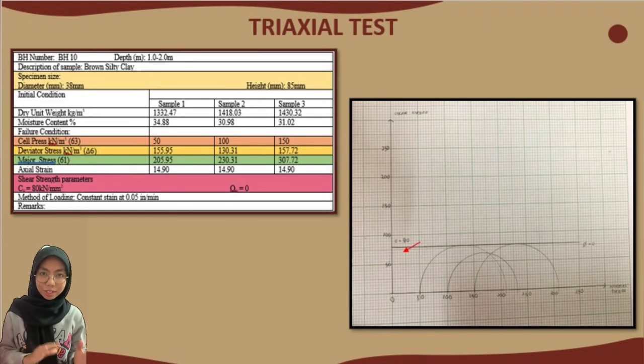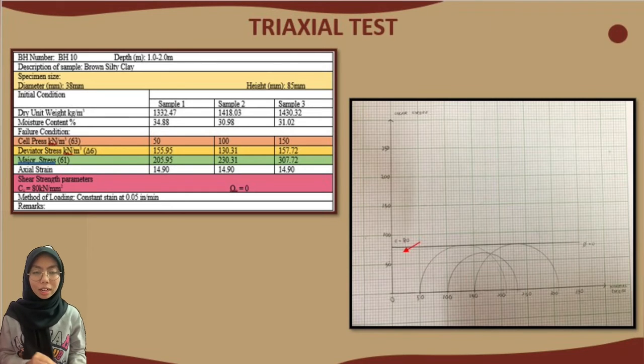Seterusnya adalah triaxial test. Triaxial test ini digunakan untuk mendapatkan nilai cohesion. Di dalam triaxial test ini, kami akan mendapatkan nilai cohesion bersamaan dengan sudut geseran. Oleh itu, di dalam data ini, kami memerlukan cell pressure, deviated stress and major stress. Cell pressure dikenali sebagai sigma 3 and major stress dikenali sebagai sigma 1.